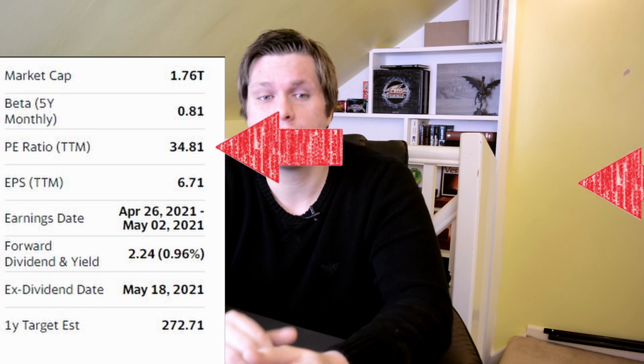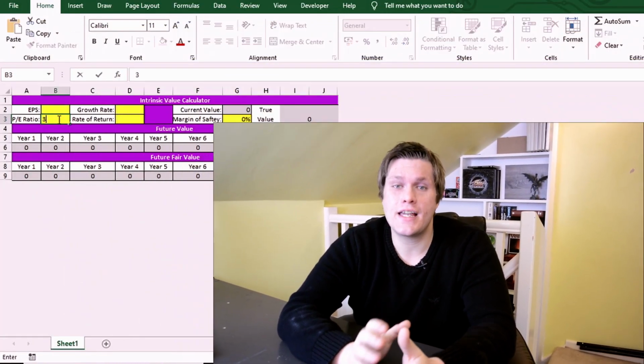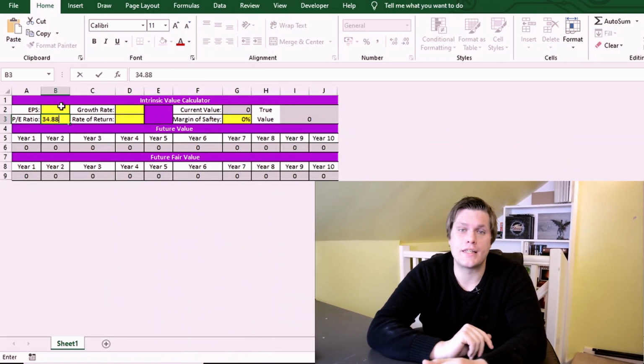So for our example here, we're going to use Microsoft. If we jump over to Yahoo Finance or a similar online platform, we can see that Microsoft have a current PE ratio of 34.88 and an EPS of 6.71. So we simply take these figures and we pop them into the calculator.